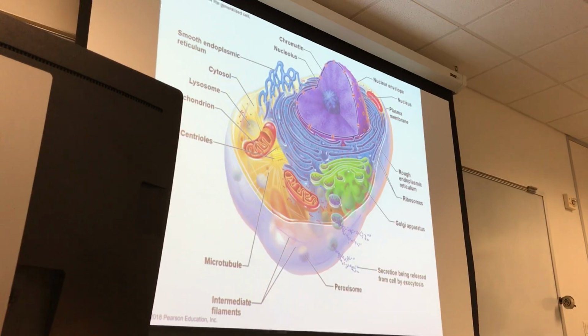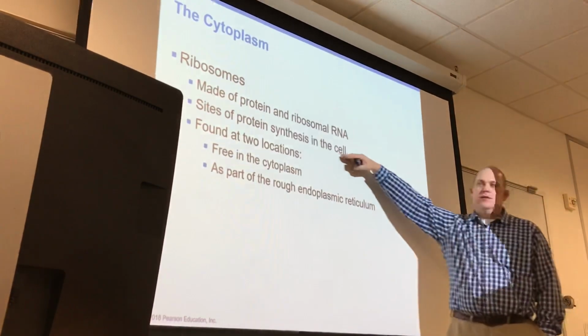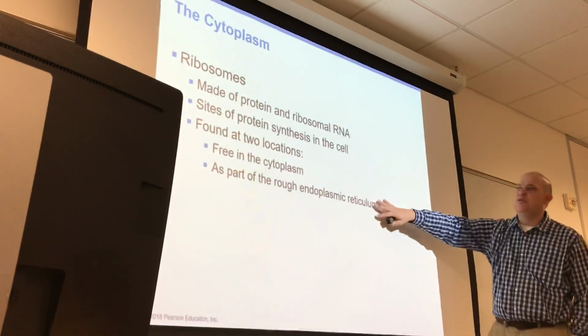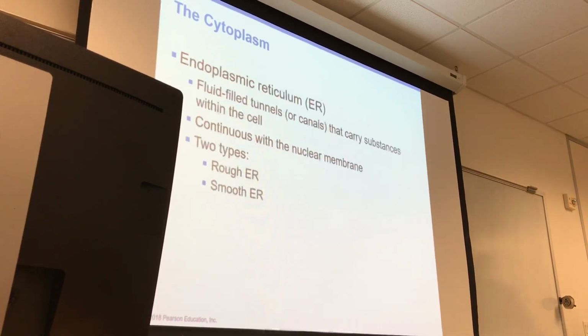All ribosomes, regardless of their location, produce proteins. So ribosomes are the site of protein synthesis. Whether they're freely floating in the cytoplasm or whether they're part of the rough endoplasmic reticulum, all of them produce proteins. The only time we're really going to talk about ribosomes is when we talk about protein synthesis. After that, we're not going to talk about them a whole heck of a lot. Mitochondria we will talk about time and time again.